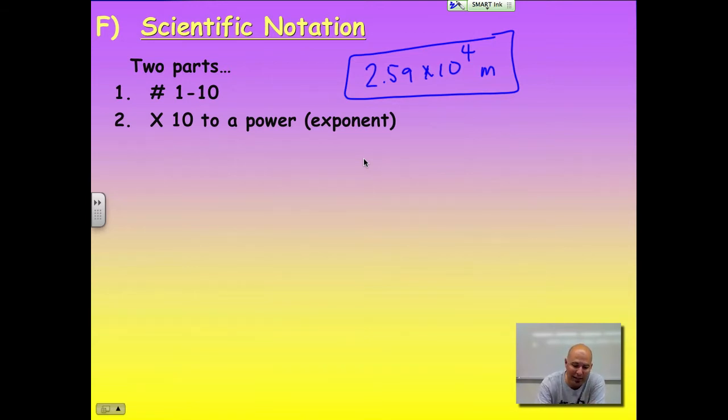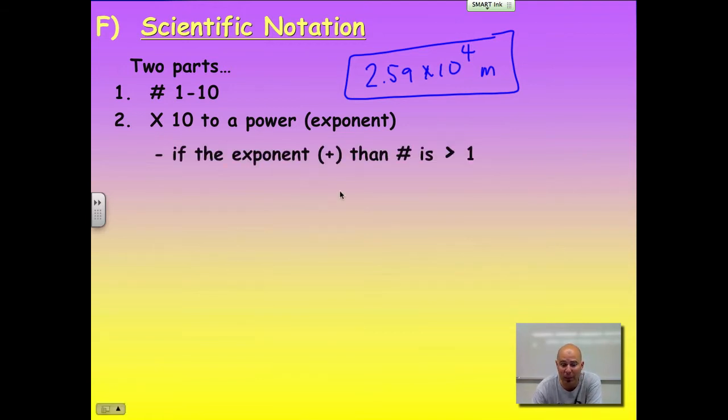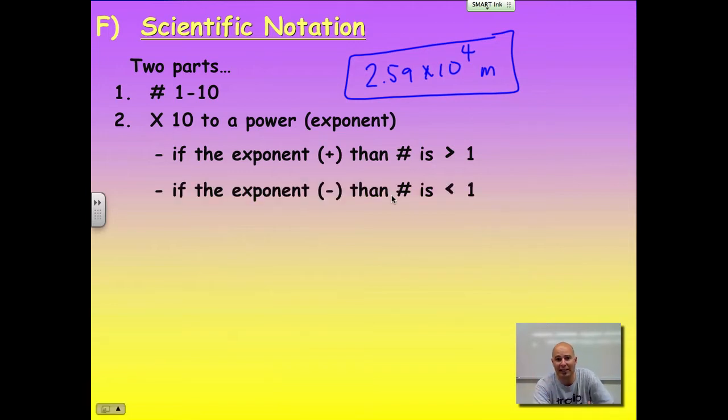Now, in recognizing scientific notation, I like to look at the exponent in two different ways. If the exponent is positive, then your regular number is larger than 1. So if your exponent is positive, then the other number that you're either converting to or converting from is larger than 1. If the exponent is negative, then your number is less than 1. So let's take a look at an example in those cases.